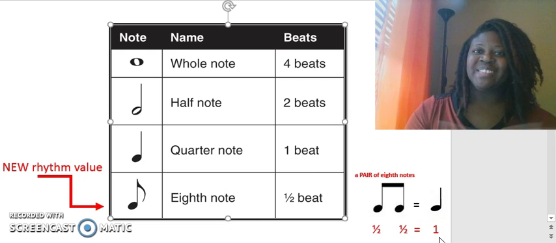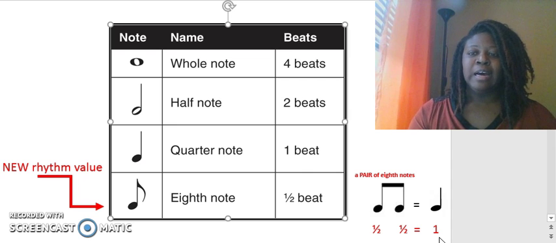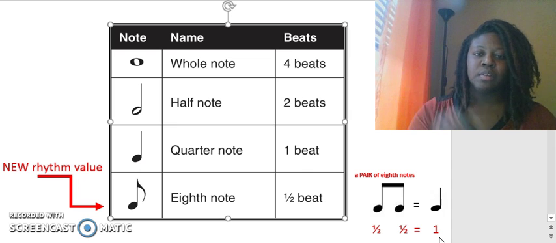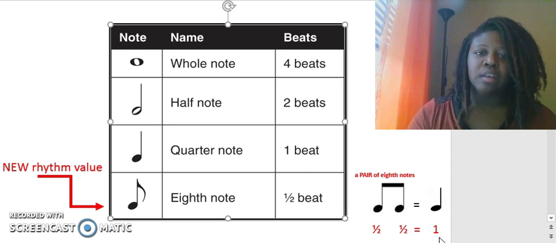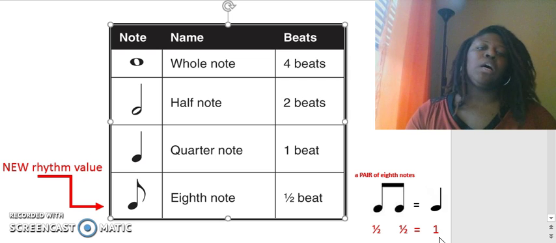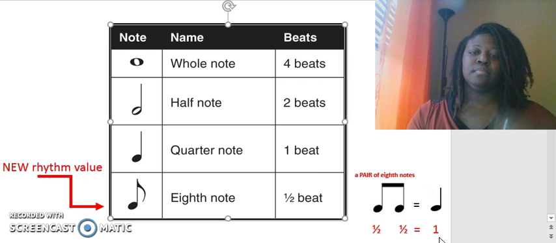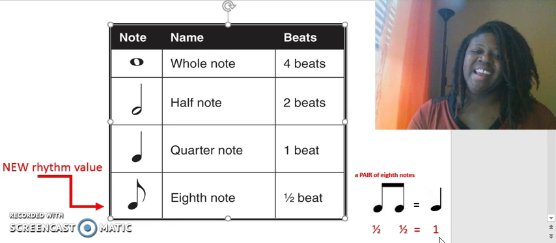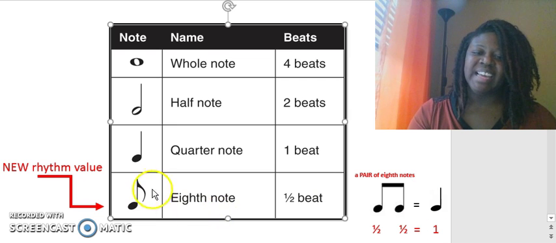Simple fractions, right? For those of you who love math, if you have a cookie and you break it in half, the 8th note would get 1/2 of the cookie. All right. So this is what an 8th note looks like.